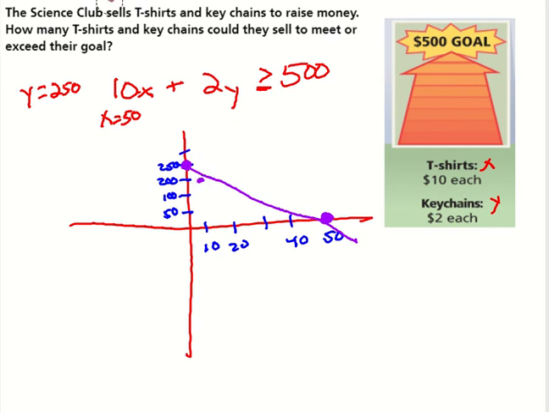So everything above would then help me either meet or exceed the goal. Everything on the line would help me meet my goal exactly at 500. Everything above the line would then help me exceed my goal, which is fine. We can always do better than the $500. So there's my graph to this inequality.